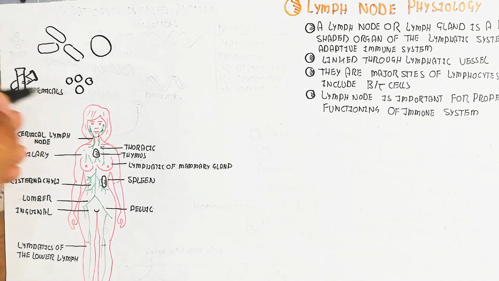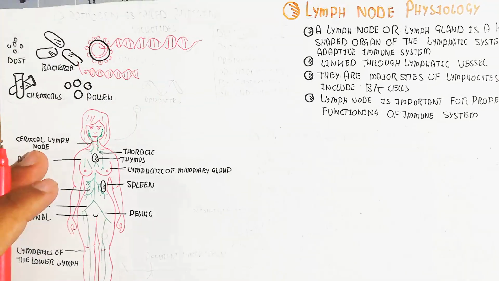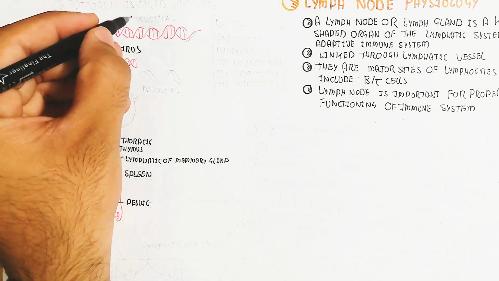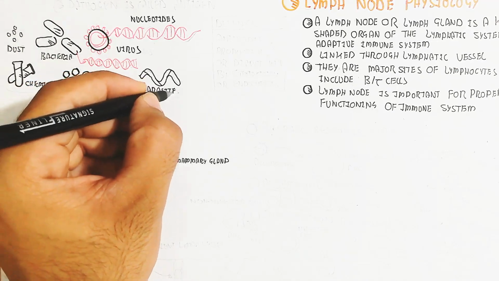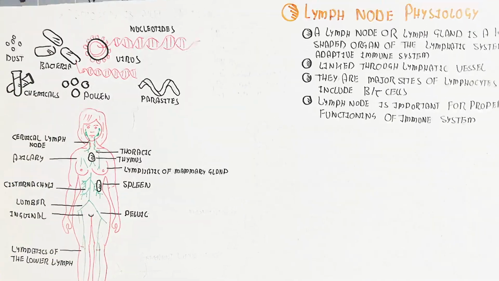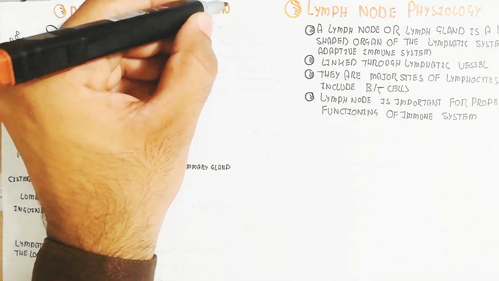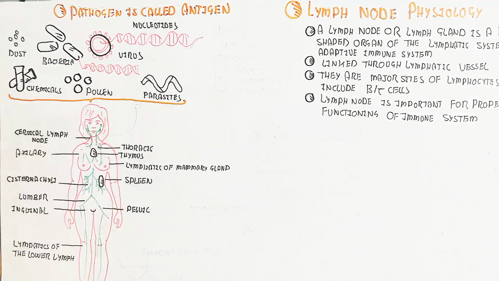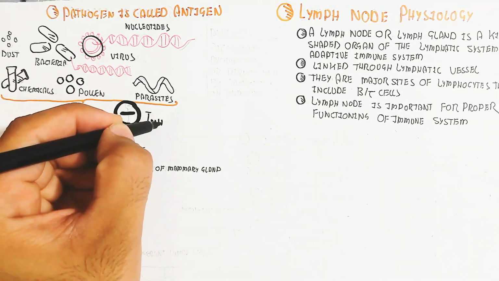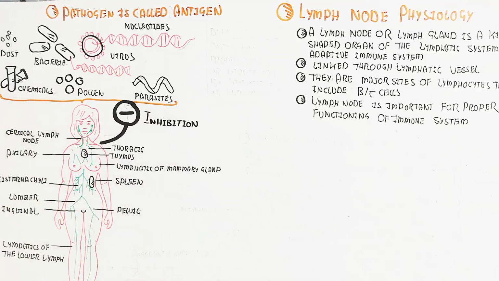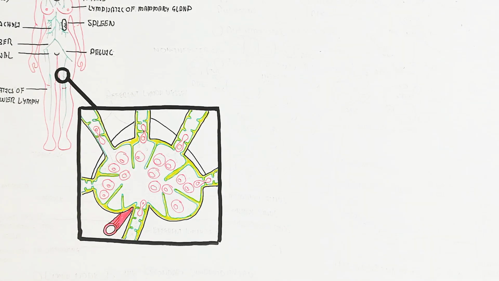The pathogen is called an antigen. This antigen can be dust, bacteria, chemicals, pollen, viruses, nucleotides, even parasites. All these pathogens will trigger the immune system, causing a response of inflammation when they infect the cell. In this way, T lymphocytes and B lymphocytes work for long-term immune activation through the production of immunoglobulin. And in this way, the lymphatic system inhibits continuous exposure to these pathogens as antigens. This is a lymph node.